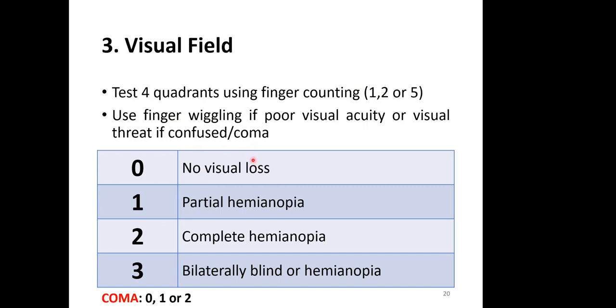Right. If no visual loss, then you score 0. Partial hemianopia, meaning it's not the whole half, or you can call it quadrantanopia, is 1 mark. Complete hemianopia is 2. Bilateral blindness or bilateral hemianopia is 3. If comatose, then you need to use a visual threat to see what the scoring is.